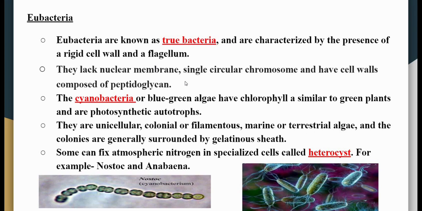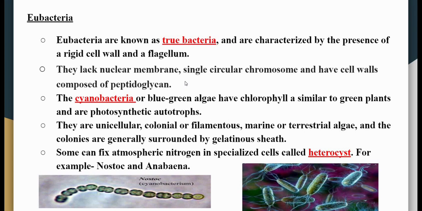The next feature is that eubacteria do not have a nuclear membrane. Obviously, they are prokaryotic, so they don't have any nuclear membrane. They consist of a single circular chromosome embedded in the cytoplasm, and they have cell walls. Cell walls are made up of peptidoglycan.